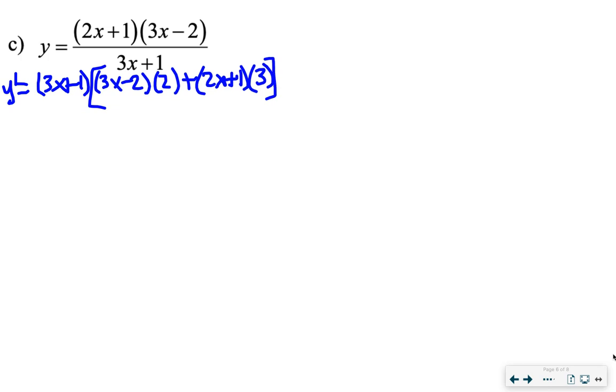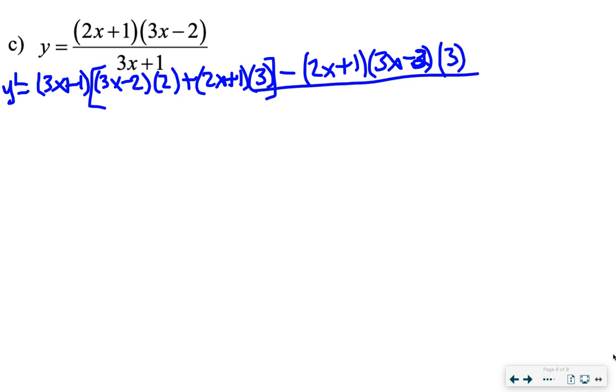Right, so there's my bottom d top minus top, so 2x plus 1, 3x minus 2. So there's my top. D bottom, it's just 3, all over my bottom squared. Okay. Awesome. So what can we do here? Well, let's just simplify, collect some like terms here.